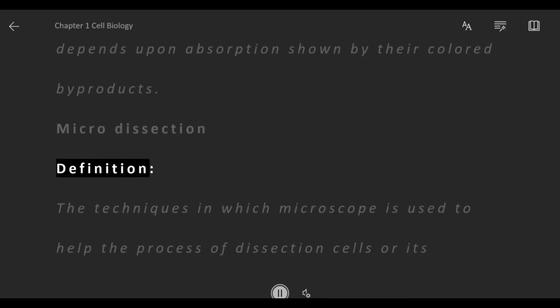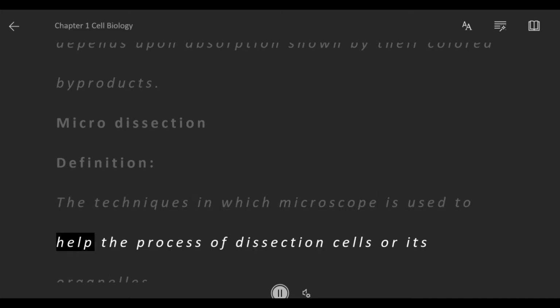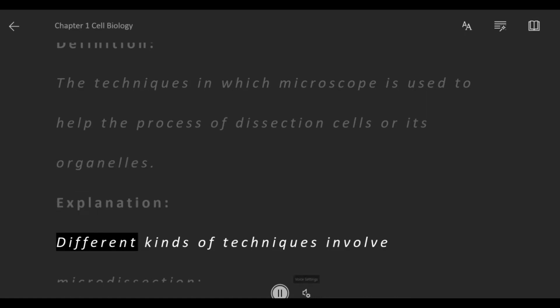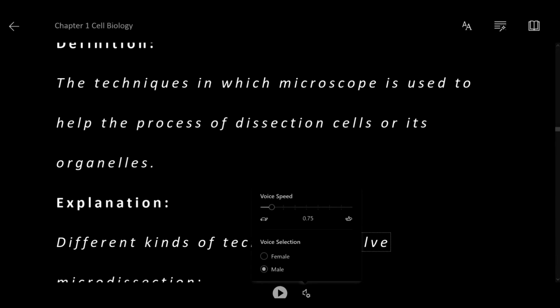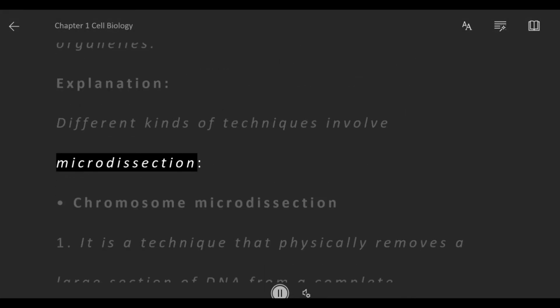Microdissection. Definition. The techniques in which a microscope is used to help the process of dissection of cells or their organelles. Explanation. Different kinds of techniques involve microdissection.